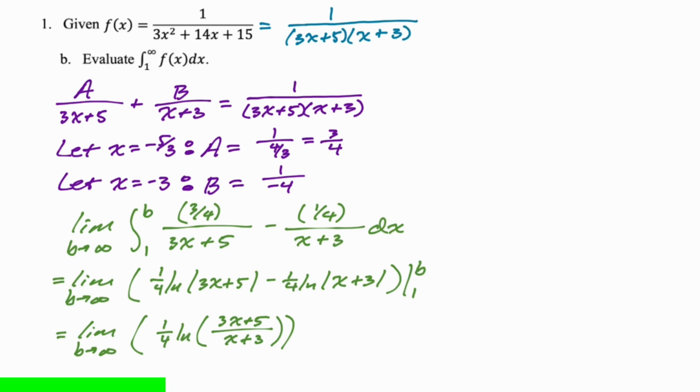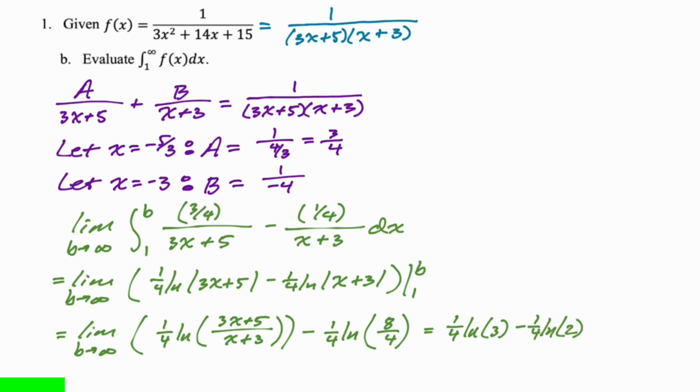So we have the limit as b approaches infinity, 1/4 natural log of, read it like this, 3b plus 5 over b plus 3. And then when I plug in 1, it's minus 1/4 natural log of 8 over 4. So it doesn't have b in it, so it doesn't need to be inside the limit. When I take the limit as b approaches infinity of 3b plus 5 over b plus 3, I definitely just get 3. You could use L'Hopital's on that. I don't think you really need to. So we have 1/4 natural log of 3 minus 1/4 natural log of 2.